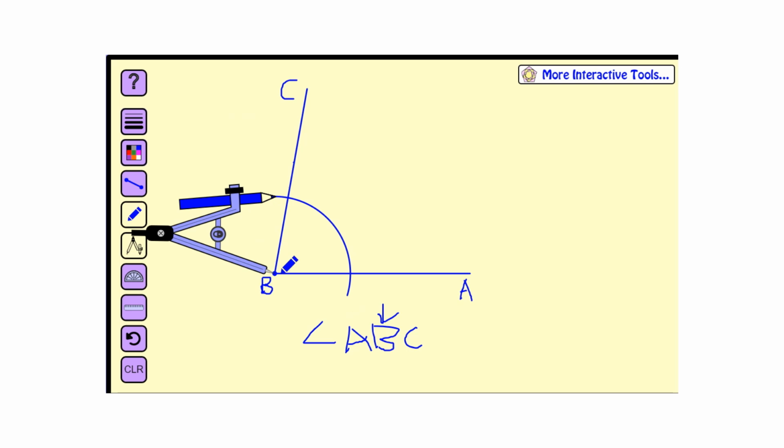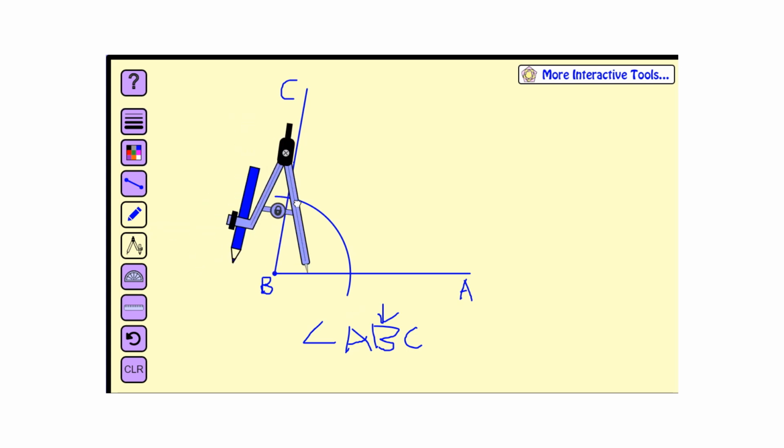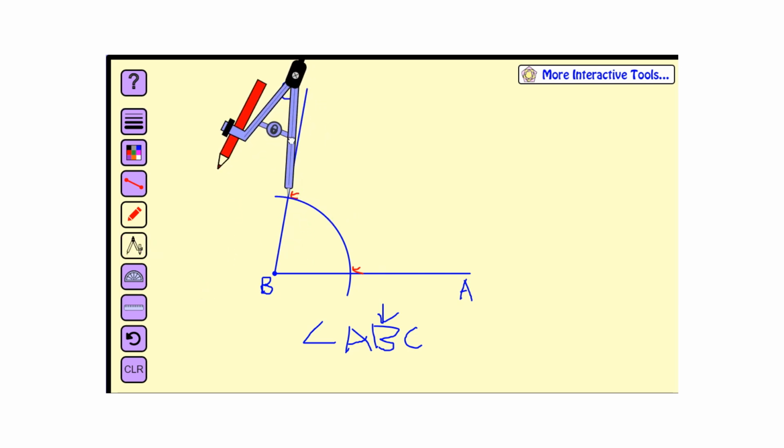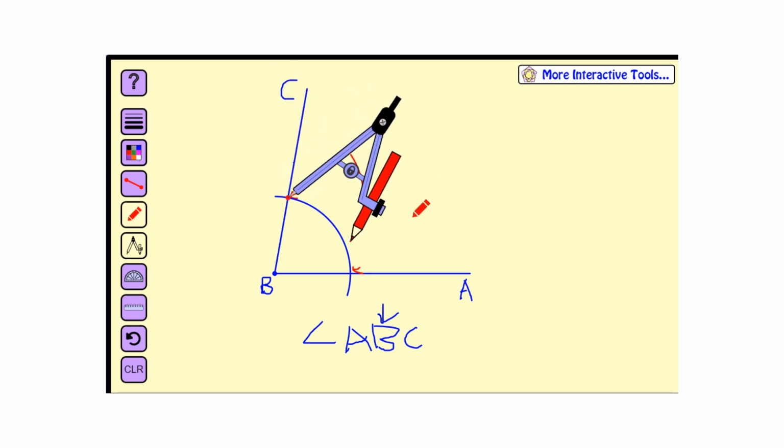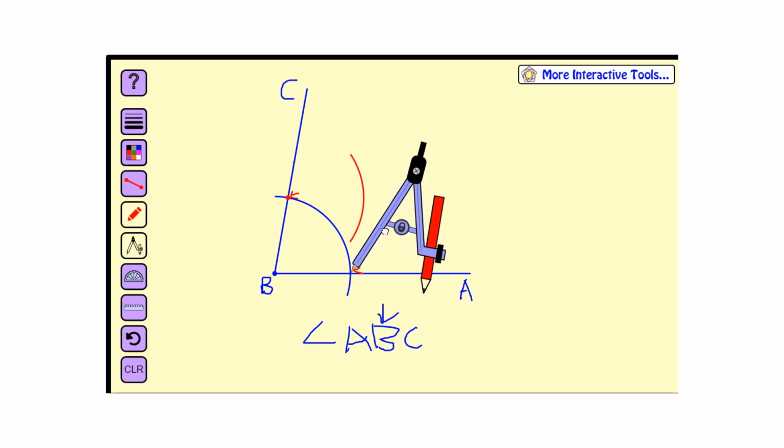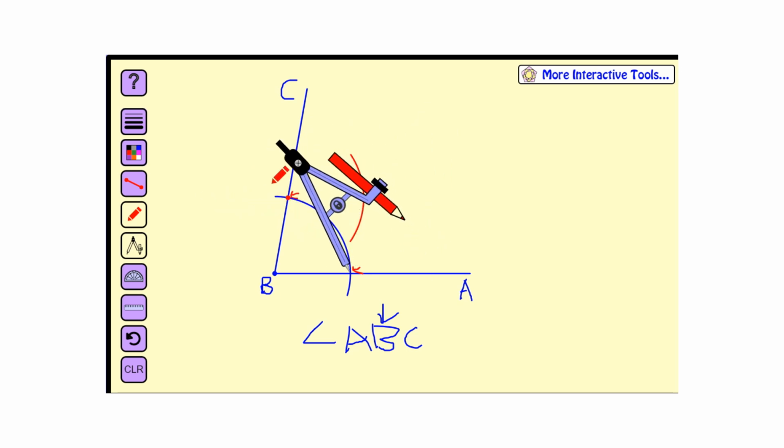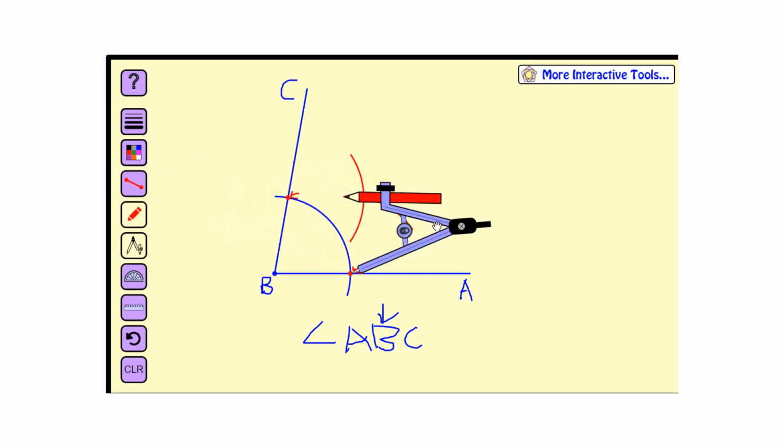Okay, after you have done so already, you will see that this arc will make one intersection point here, and the second intersection point here, right? So we're going to go back to your compass, place it at the first intersection point, and draw another arc. All right. Then move your compass to the second intersection point, draw another arc. All right. So you see that these two arcs will intersect each other, right?